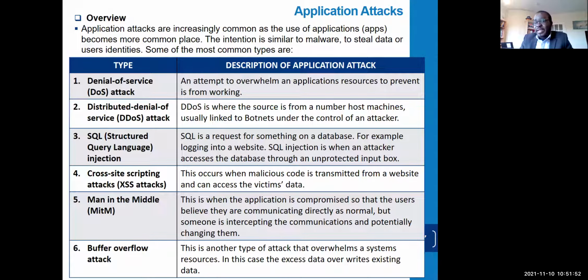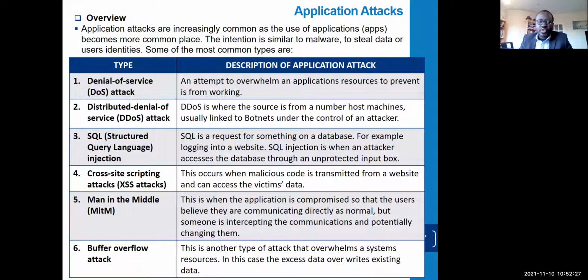Then we have web application attacks. They are increasingly common nowadays. We all use some form of applications online. Even our email system sometimes can be attacked, can be hacked. So they are becoming more common in individual lives, in organizational lives. They are similar to malware. Their intention is to steal data. They will hide the identity of these attackers, and they are always intended for some terrible consequences on the organization.